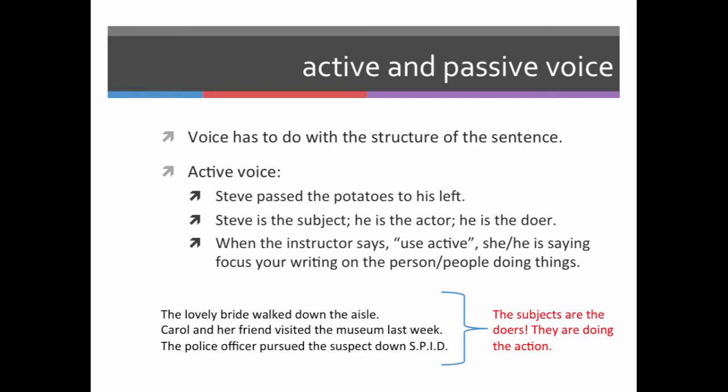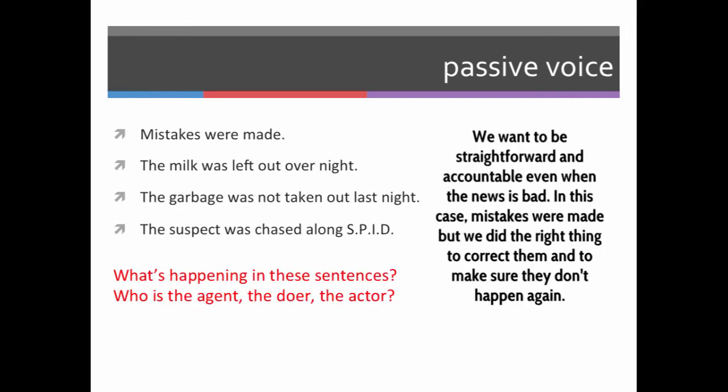Steve is the subject. So in the three sentences at the bottom, we have the lovely bride walked down the aisle. Again, the bride is the one doing this action. Carol and her friend visited the museum. Again, the subject of this sentence is the actor, is the one doing something. And then the same in the third sentence, the police officer pursued. The officer is doing the action.